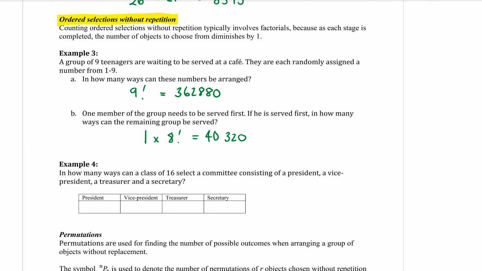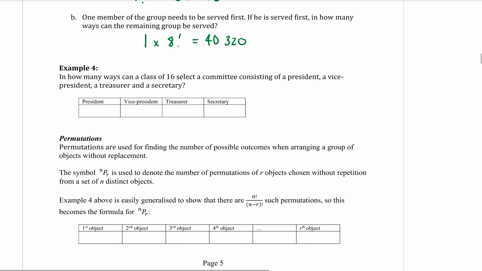Okay. Question 4. In how many ways can a class of 16 select a committee consisting of a president, a vice president, a treasurer, and a secretary? Okay, so I've put the boxes back in here to help us organise our thoughts. I've got 16 people, but I don't need to select 16 people. So I'm not going to go 16 factorial because not everybody's going to get selected. Only 4 of them are, right? Only 4 people out of that 16, the president, vice president, treasurer, and secretary.